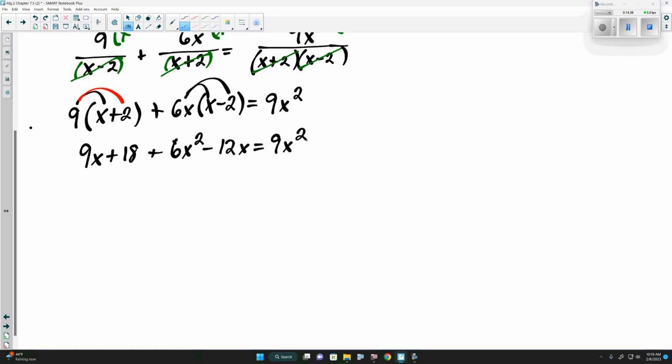Now we can combine like terms on the left-hand side. 6x squared is the only term with x squared. However, 9x minus 12x is going to be negative 3x plus 18.